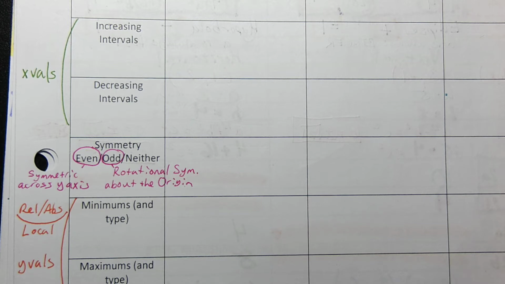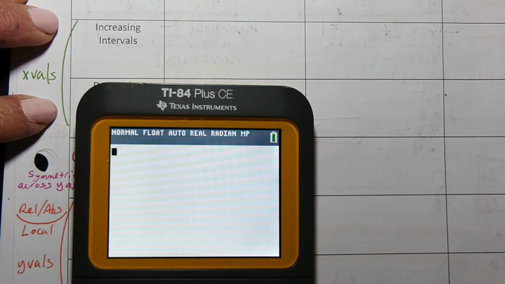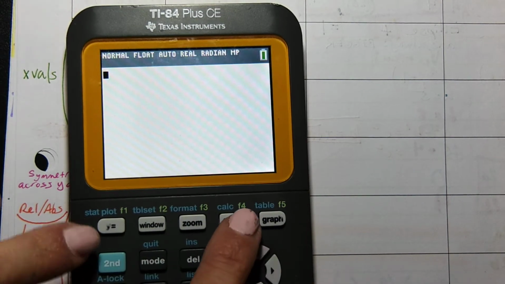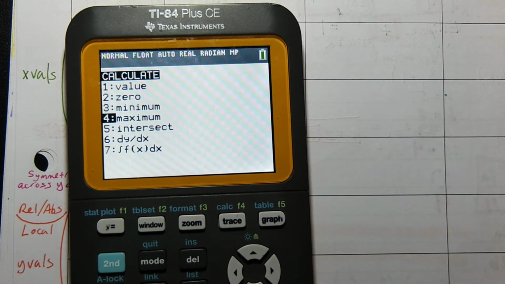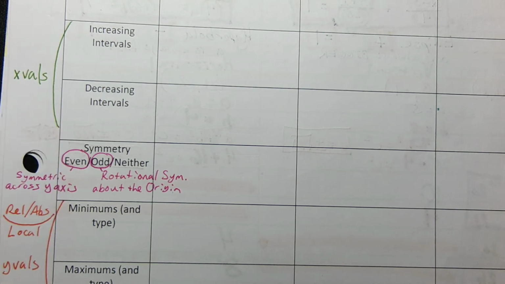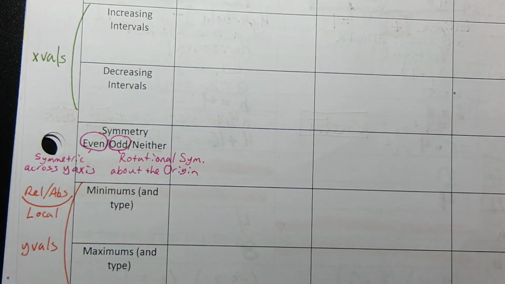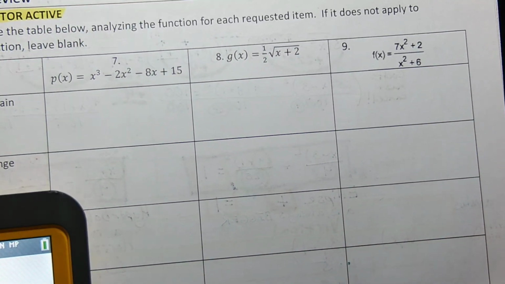When in doubt, you can always compare your key features exactly on your calculator. Where do I go to find a maximum and minimum exactly? Second trace. There's your minimum button, there's your maximum button. You go left of the point, enter, right of the point, enter, and then your calculator zeroes in on the value. So use that to figure out maximums and minimums, and sometimes figuring out those will help you figure out if there is exact symmetry.